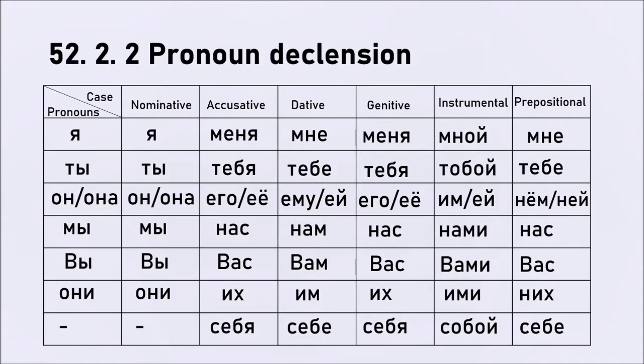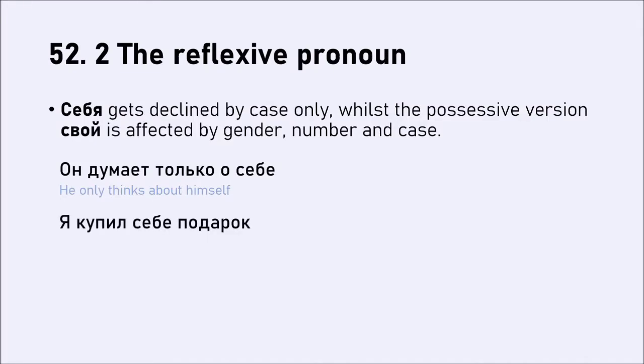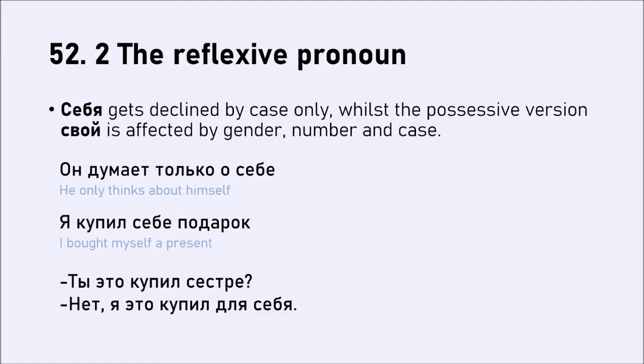Okay? Let's have a look at some example sentences just to make this clearer. Он думает только о себе. He thinks only about himself. Я купил себе подарок. I bought a present for myself. Yes? Ты это купил сестре? Нет, я это купил для себя. Ты это купил сестре? Нет, я это купил для себя.